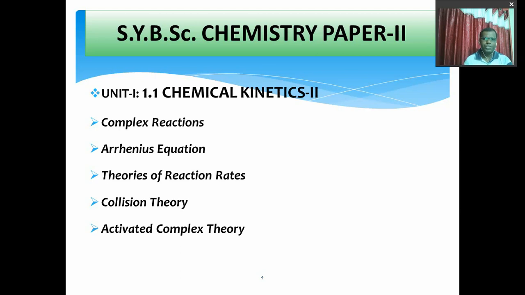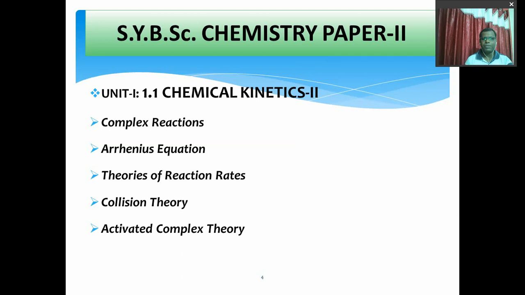Chemistry paper 2 contains three units. Unit number 1, based upon physical chemistry, will be taken by me. Unit number 2, based upon inorganic chemistry, will be taken by Bambre sir. And unit number 3, based upon organic chemistry, will be taken by Dr. Padekar sir. So friends, in chemistry paper 2, as I already told you, there are three units and unit number 1 is based upon physical chemistry. The first topic in unit number 1 is chemical kinetics.